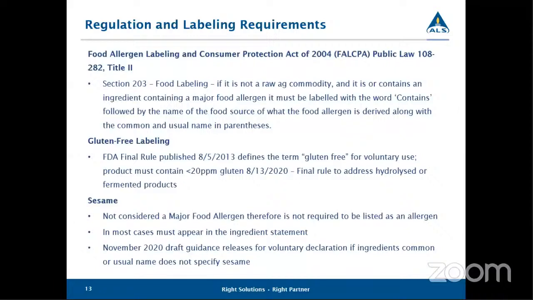Sesame, one of the allergens that you didn't see in the US FDA major food allergen list, does have other regulations around it. It does have to be declared in your ingredient statement. In November 2020, there was also some draft guidance just released for voluntary declaration of the sesame in the ingredients if the common name isn't already present. So it's still voluntary, but it is a step forward for sesame.